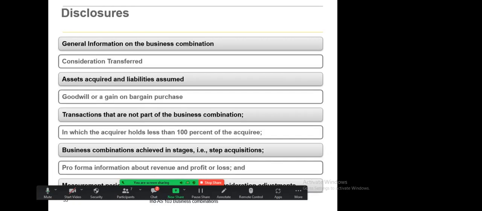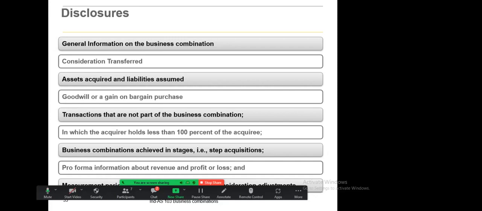Coming on to the disclosure requirements for your business combination, you need to give general information on the business combination. What is the business you have acquired? What is the consideration you have transferred? What are the assets you have acquired and the liabilities you have assumed? Goodwill or gain on bargain purchase, and transactions that are not part of the business combination. If the acquirer holds less than 100% of the acquiree, because this will show what accounting you have done.